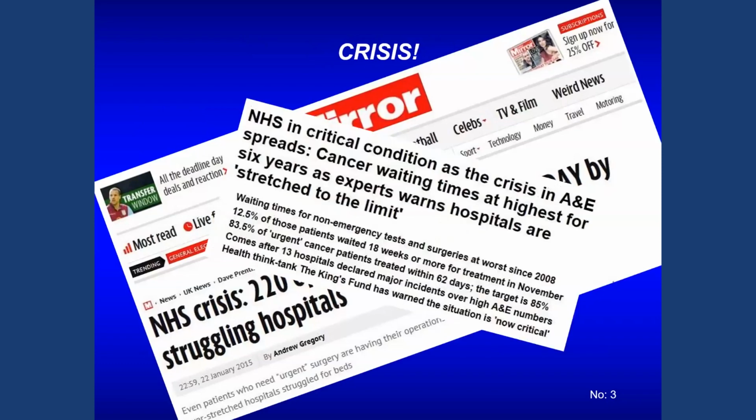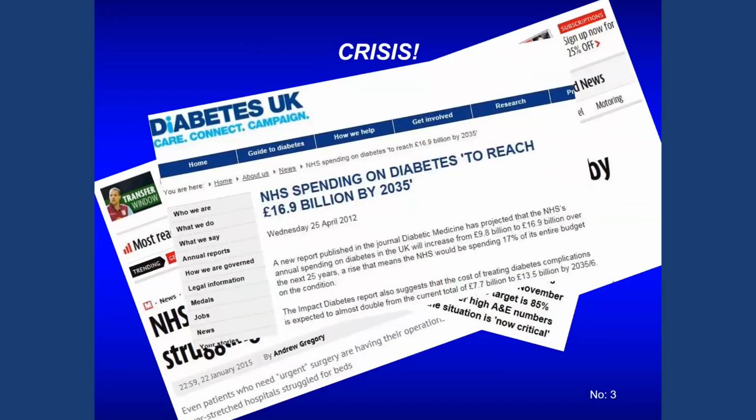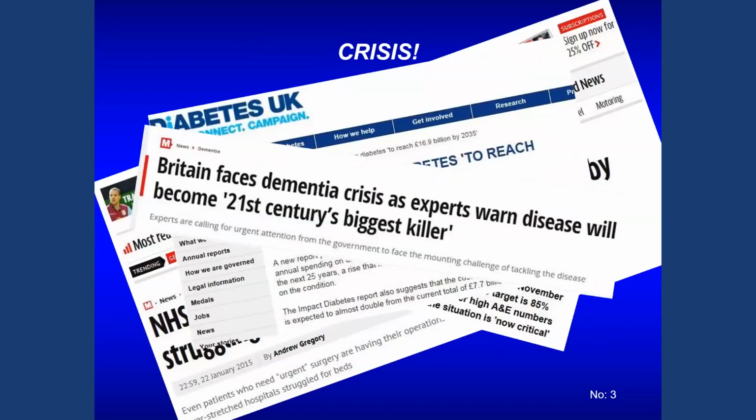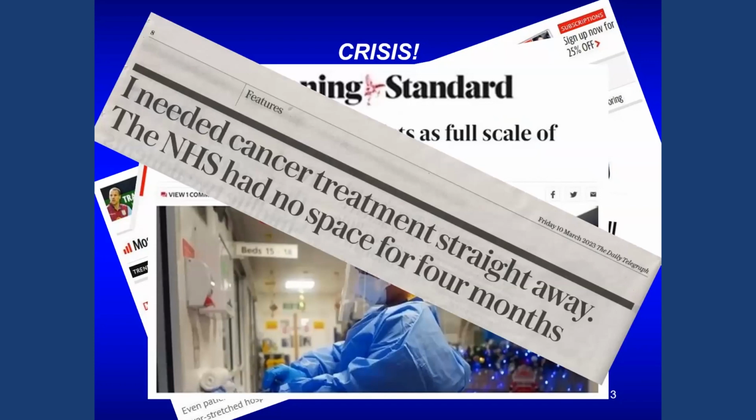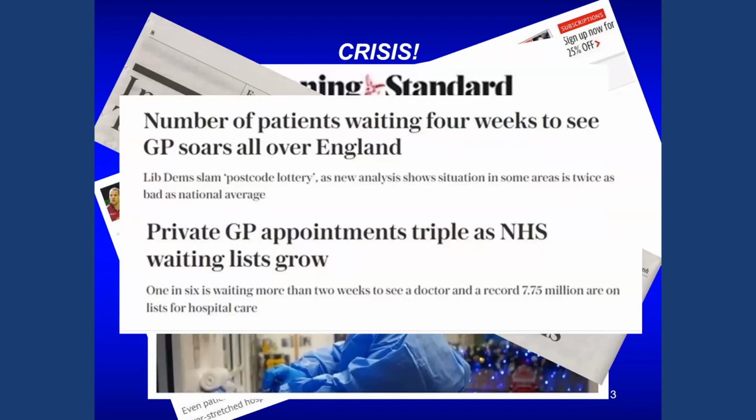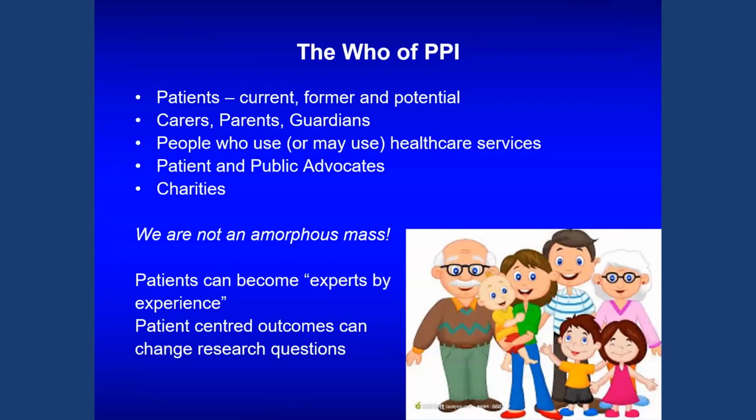Operations cancelled, cancer waiting times up, diabetes spending going up, dementia crisis, 6 million on waiting lists, cancer treatment straight away, no space for 4 months, number of patients waiting to see their GP soars, etc., etc. So why is this relevant to PPI?